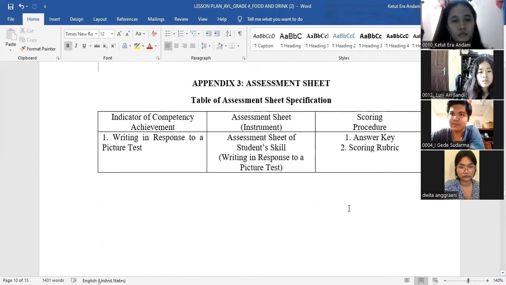And now we move to appendix 3. Is assessment sheet. Table of assessment sheet specifications. Indicator of competency achievement. Writing in response to a picture test. And assessment sheets or instrument. Assessment sheets of student skill or writing in response to a picture test. And then scoring procedure. Number 1 is answer key. And number 2 is scoring rubric.